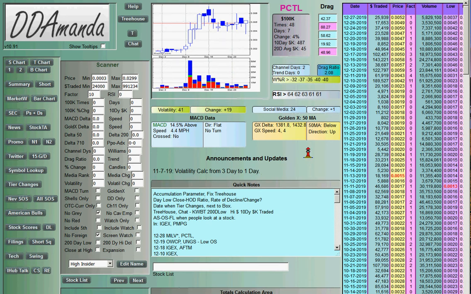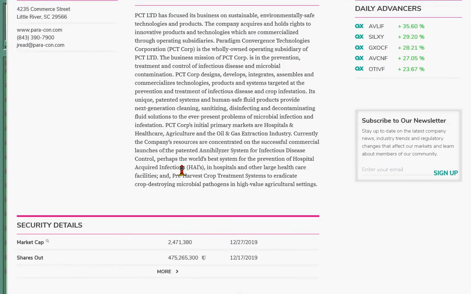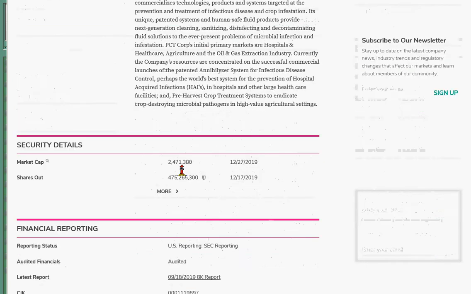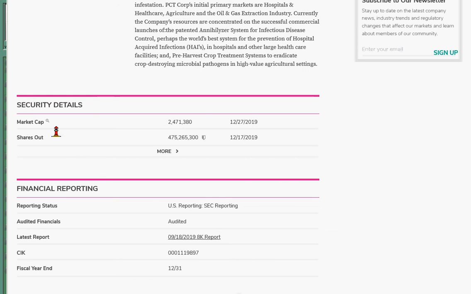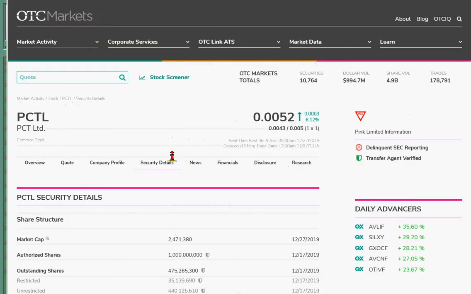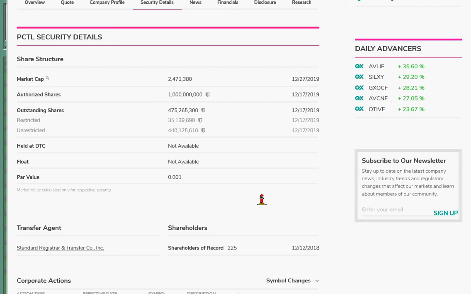You can get it from a 10Q. You can get the authorized and the outstanding. But lately, OTC Markets has been providing float and more detailed share data. So if you go to Summary, click the Summary button, and there it is right there on Summary. You have security details, okay? If you click on More, it will give you more details about the share structure, okay?